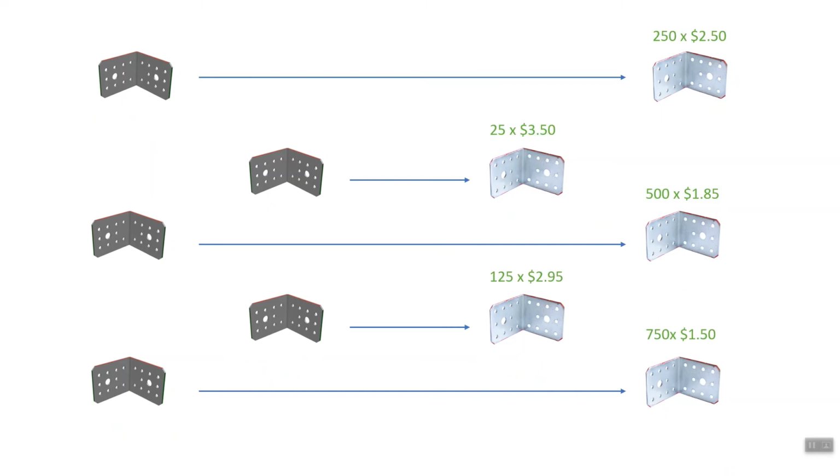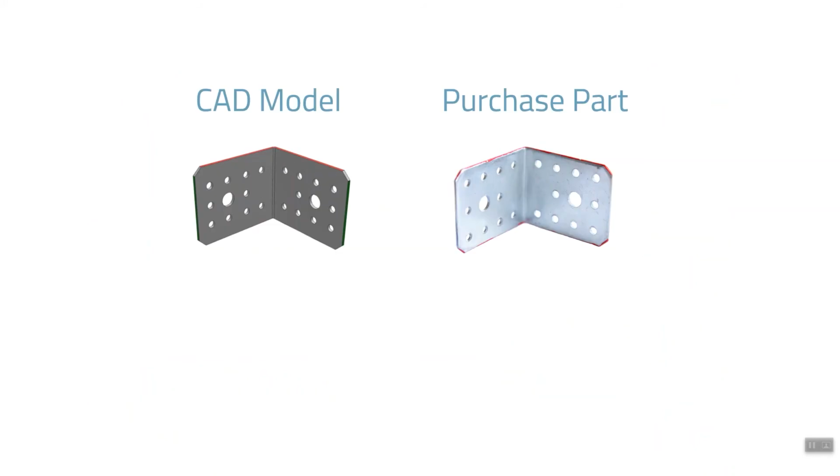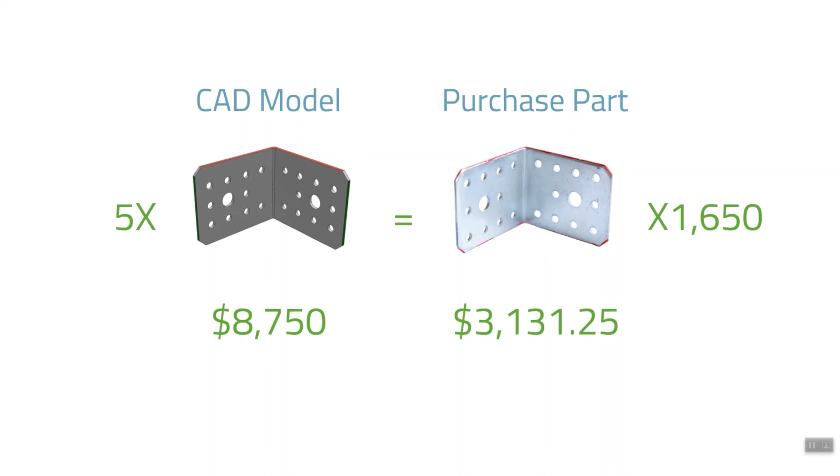This is a very common scenario, especially in large companies, where the same or similar parts could end up being purchased from different vendors. So if we add up the costs of all of the parts that were purchased, and we're comparing the CAD model versus the purchase part, we have the 5 different CAD model designs for a total of 1,650 brackets that were purchased. So you have $8,750 in human costs to design the CAD models, and then you have $3,131.25 for the direct material spend.